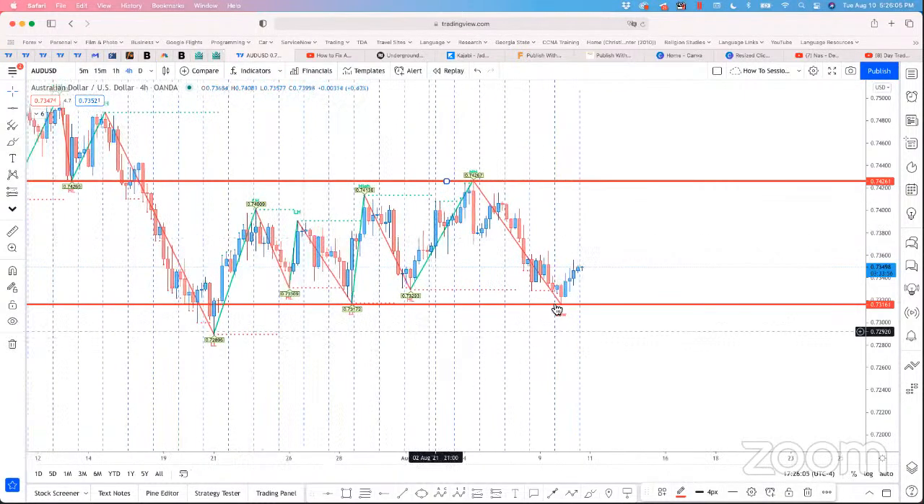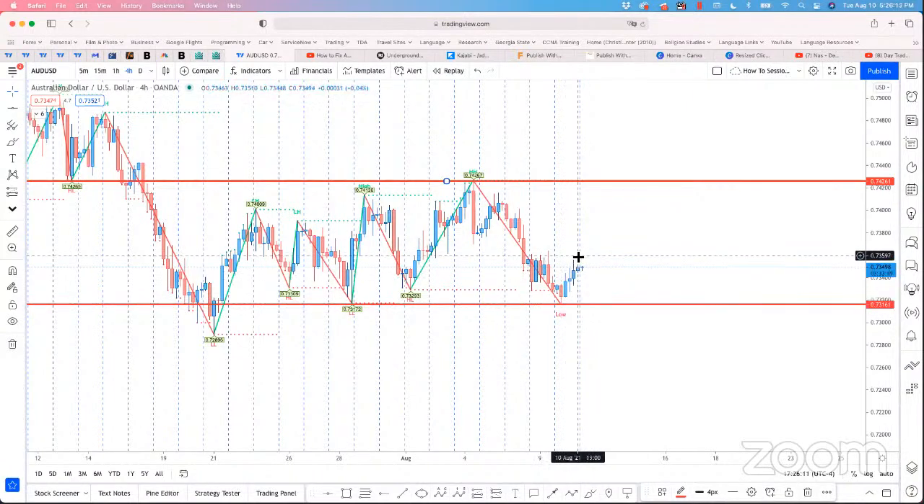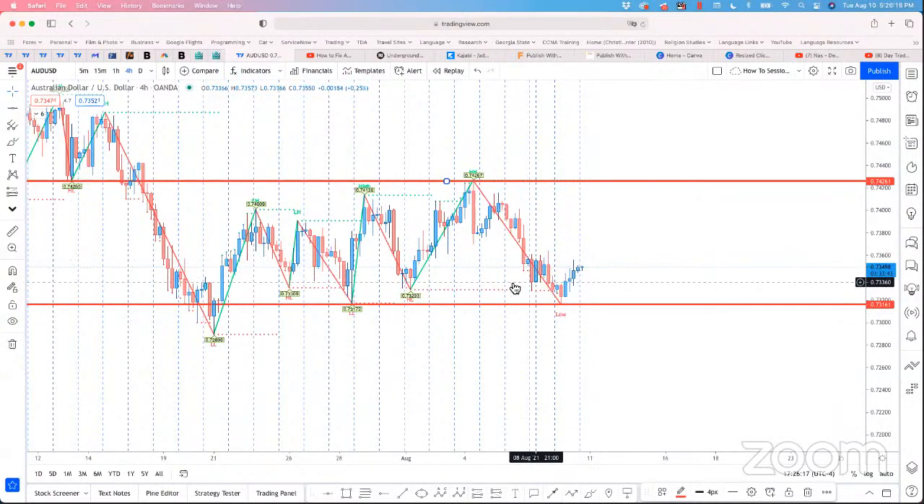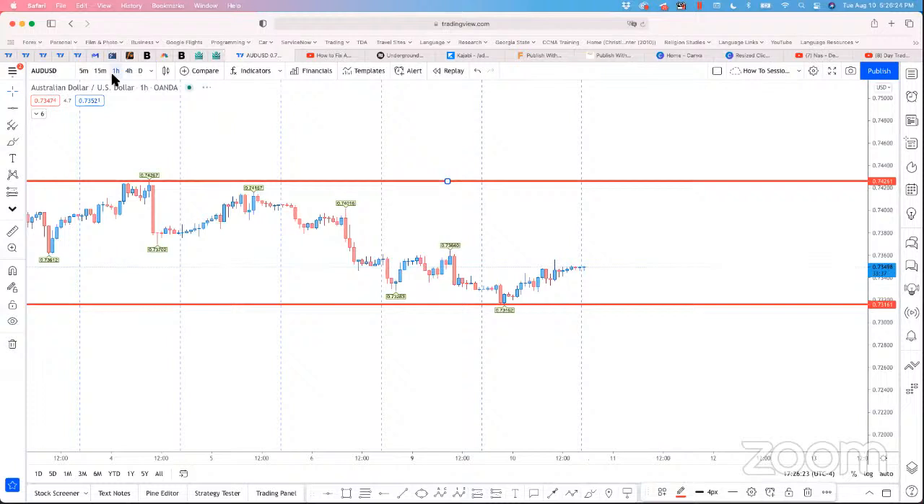We don't have one here, right? If we have a low, we need to find a high. Still don't have a high, right? We got a low, we don't have a high, right? So if we don't see one, we'll go to the next lower time frame. We're going to go to the 1 hour, right?